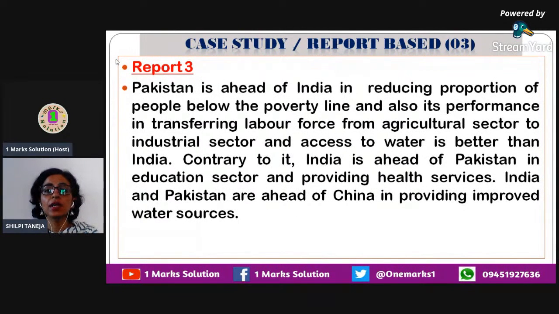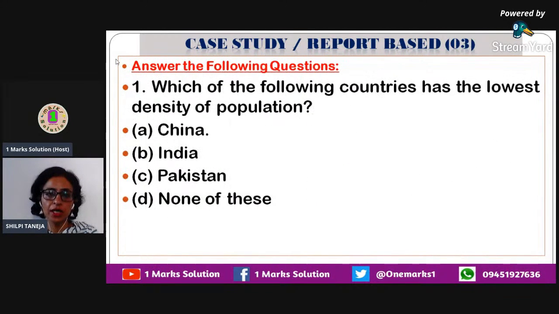Pakistan is ahead of India in reducing the proportion of people below the poverty line, and also in its performance in transferring labor force from agriculture to the industrial sector. So they are better than us, and access to water is better than India. Contrary to it, India is ahead of Pakistan in the education sector and in providing health facilities. India and Pakistan are ahead of China in providing improved water sources. So there are few fields I told you where we are better than China too.